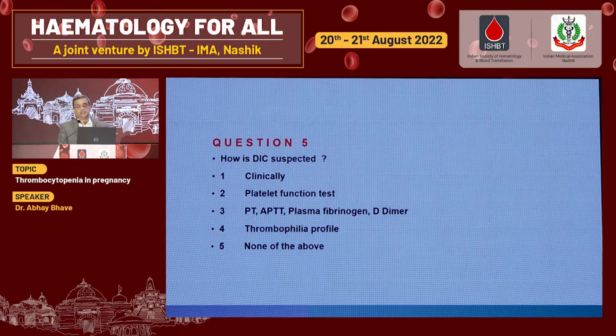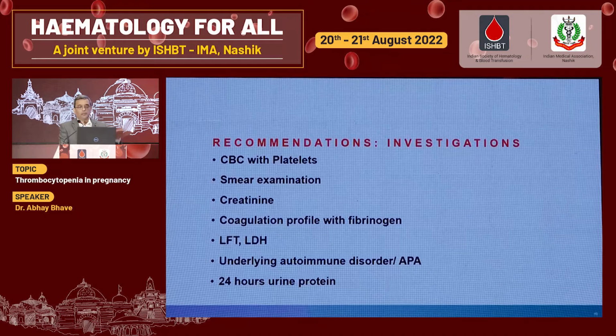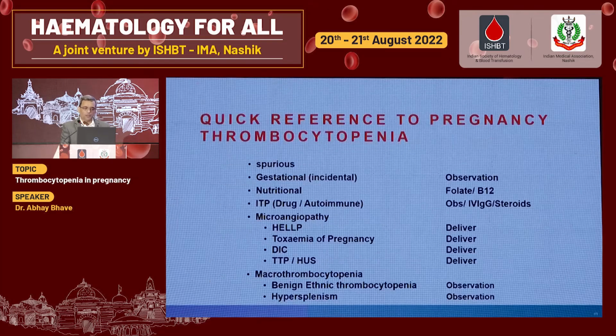And how is DIC suspected? The answer is clinically, and I'm hoping you got all right. I would recommend these investigations when you're taking care of your patient. This will cover everything of thrombocytopenia. As your platelets start going below 100, this is your battery of tests. You can call it a gestational thrombocytopenia panel or whatever.